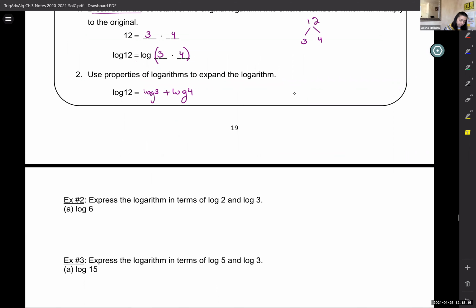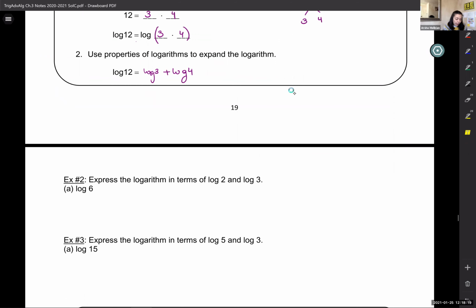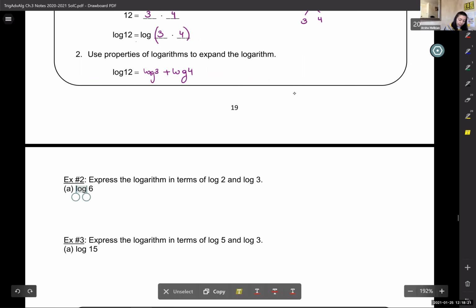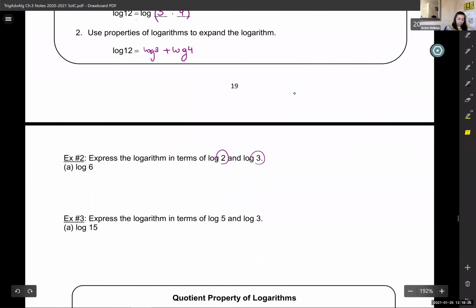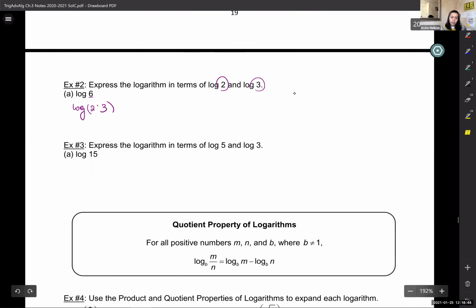Okay, let's do another one. I have log of 6, right? And I want to rewrite it as log of 2 and log of 3. So log of what's 6? 2 times 3. So you can only use 2s and 3s. You can use both 2 and 3 or just one of them, it doesn't matter, but you can't use a 4 or a 5 or whatever. So now that's log of 2 plus log of 3.